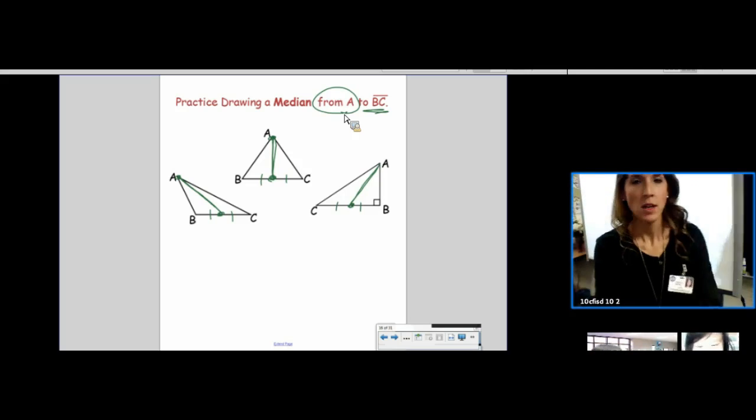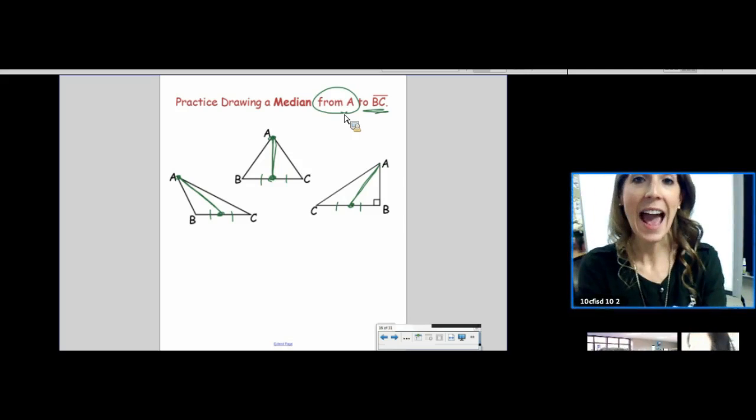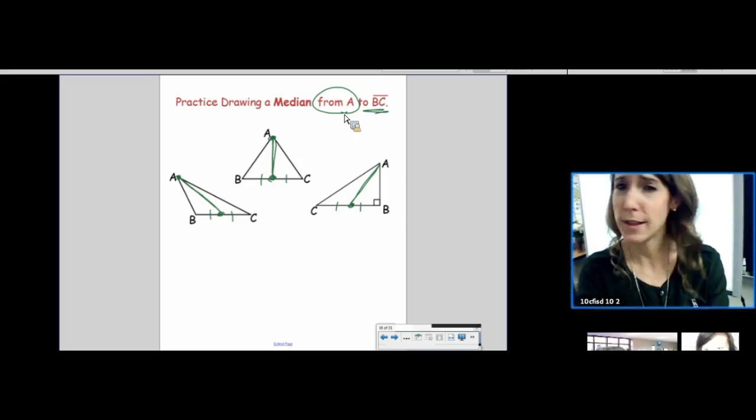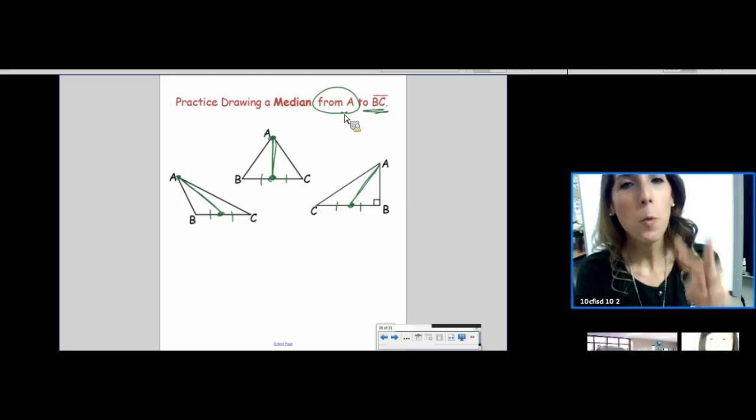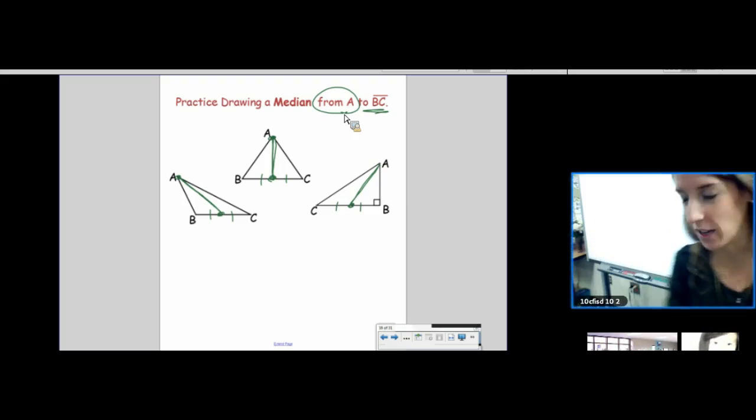Most of the time, your median is going to be kind of diagonal. Most of the time, it's not going to hit the opposite side at 90 degrees. Two of the times, it will hit the side at 90 degrees.